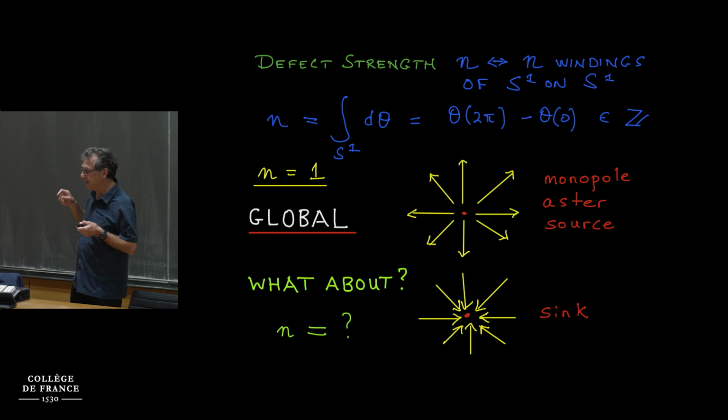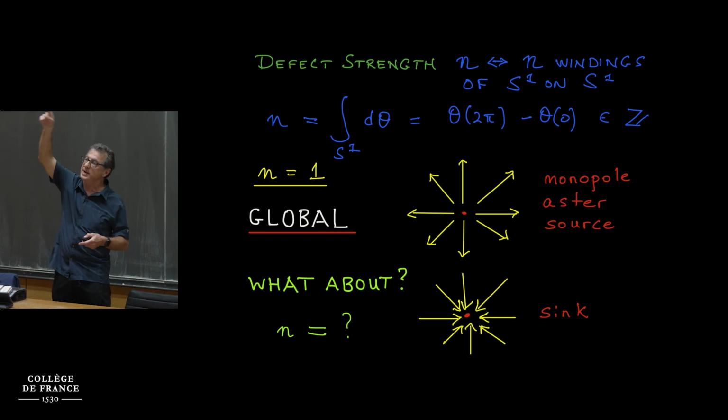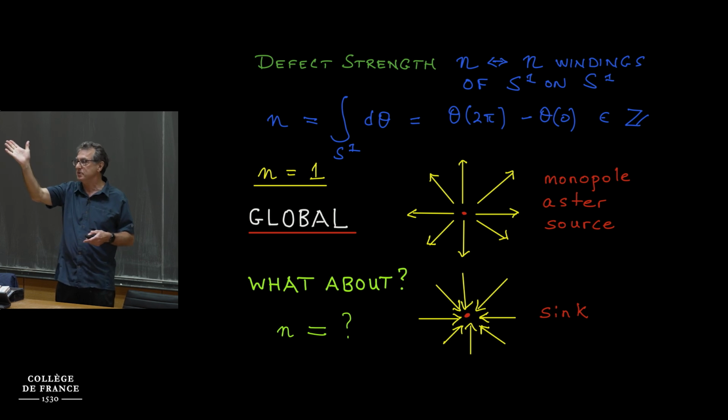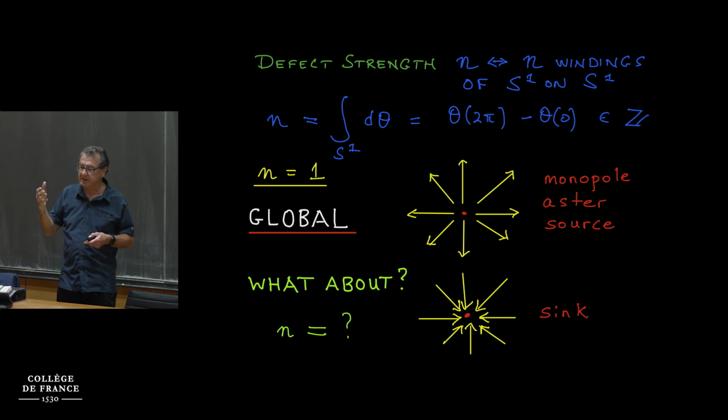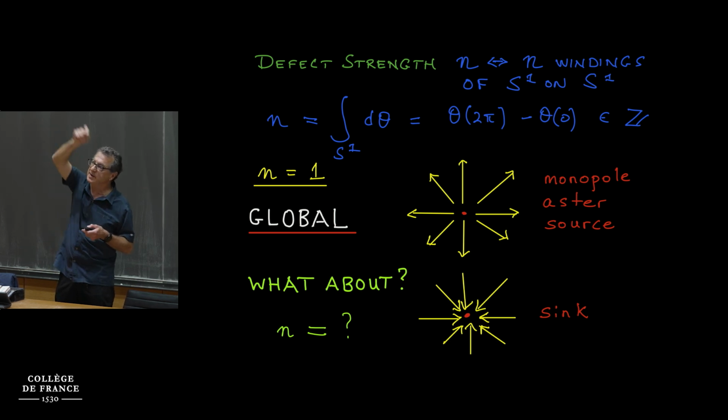Yeah, it's 1 again. Okay? Even though everything is flowing in, if you go around a circle and look how that field rotates, it winds once. So that's also winding number 1. It looks like sort of the anti-defect, but it isn't as far as the topology is concerned. And when you wind around, it doesn't matter which way you wind around.